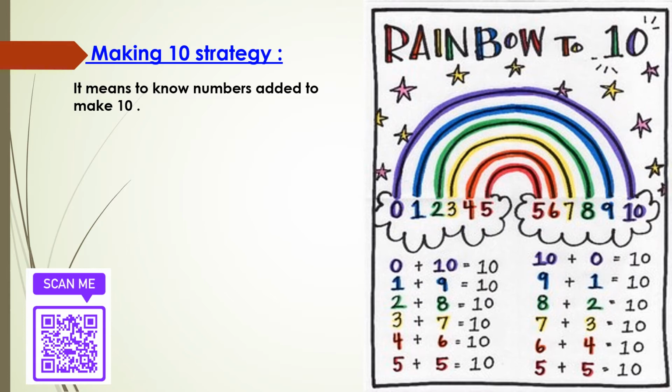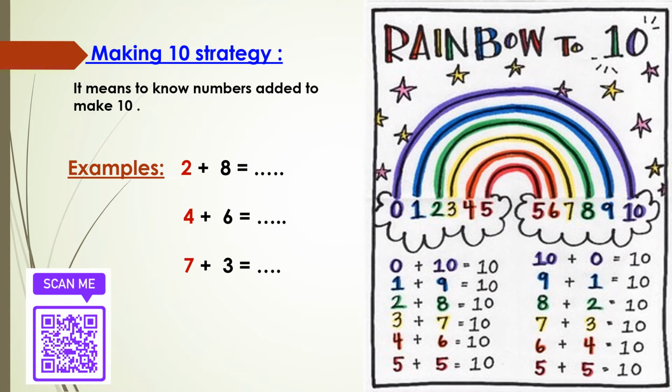Like 0 plus 10 equals 10, 1 plus 9 equals 10, 2 plus 8 equals 10, 3 plus 7 equals 10, 4 plus 6 equals 10, 5 plus 5 equals 10.